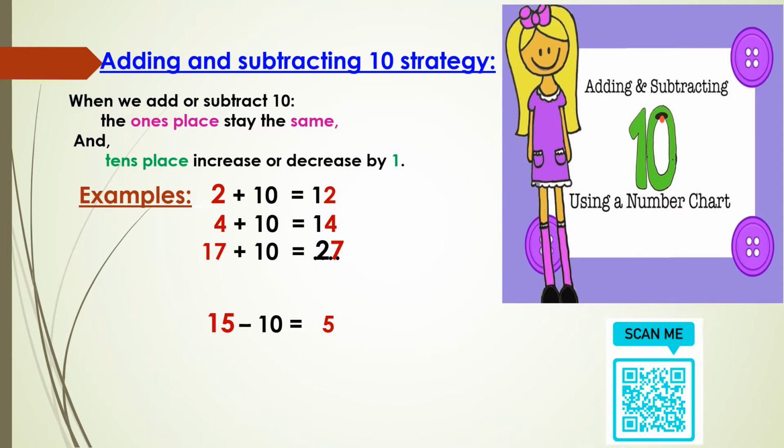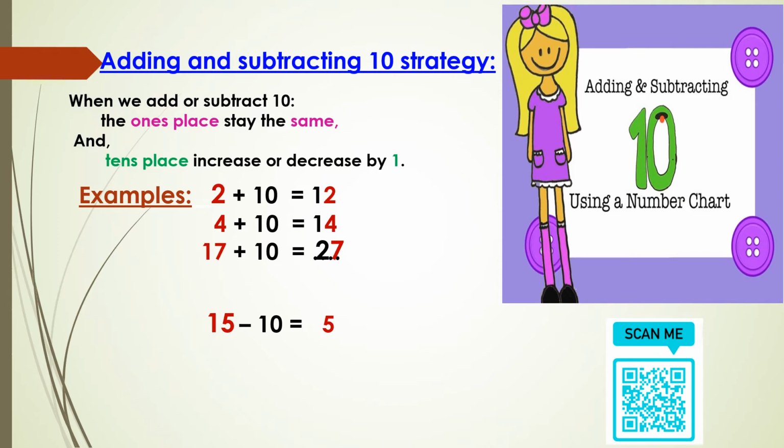Here we have a subtraction problem. I want to solve it using the subtracting 10 strategy. 15 minus 10. Look at the ones place here. Look at 15. Here we have 5 in ones and 1 in tens. So 5 in ones will be written as it is. So I will write 5 here in the ones place.